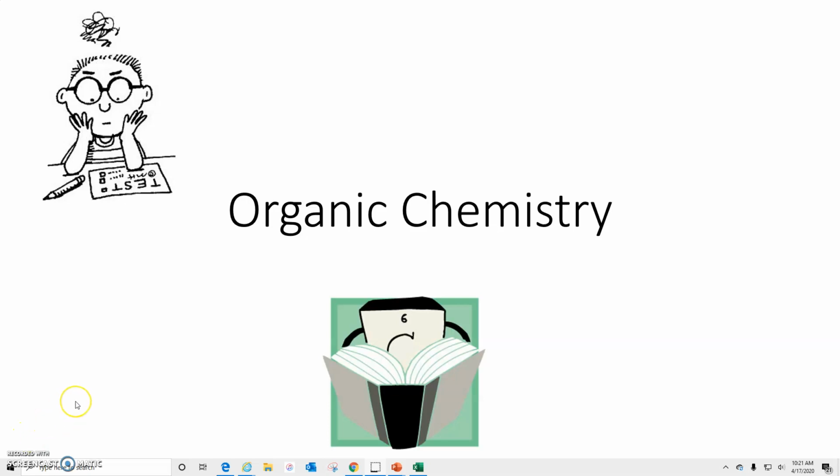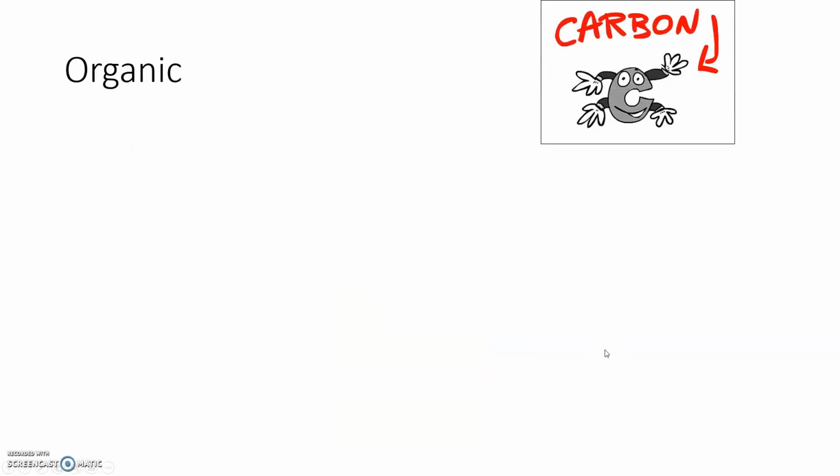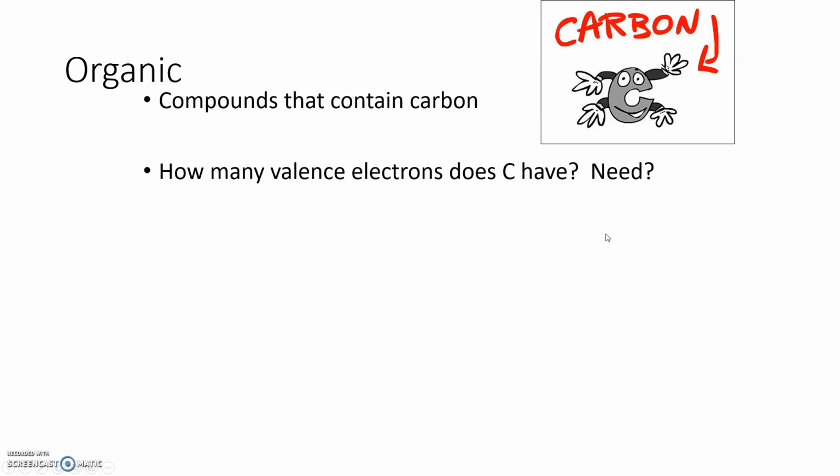Today we're starting the topic of organic chemistry, and organic chemistry is the study of substances that contain carbon. Carbon is a group 14 element. If you take a look at your periodic table, if you look at this guy right here, this represents carbon. Carbon has these 4 valence electrons. Compounds that contain carbon are considered organic.